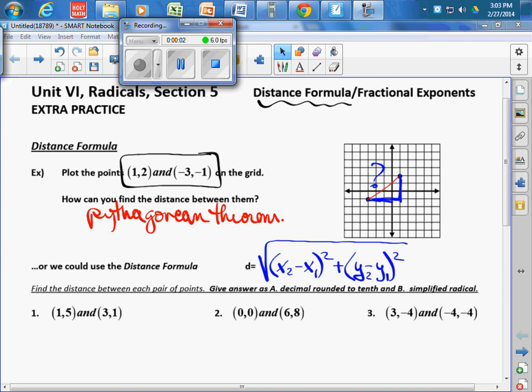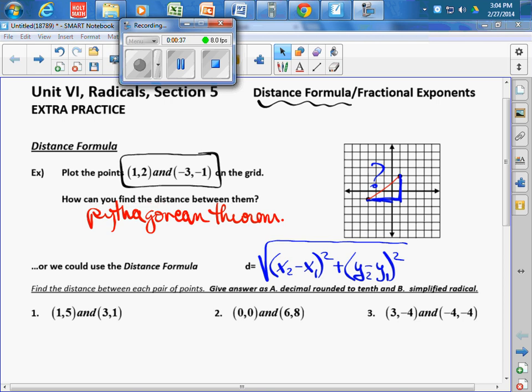In the first part of section 5 here, we're going to be finding the distance between any 2 points on the coordinate plane. So if you had (1, 2) and (-3, 1), plot those 2 points, and we could find the distance between those 2 points by using the Pythagorean theorem. We could. We're not going to. It's based on the Pythagorean theorem, but actually we have a formula that can compute the distance between any 2 points. And that formula is radical x2 minus x1 quantity squared plus y2 minus y1 quantity squared.